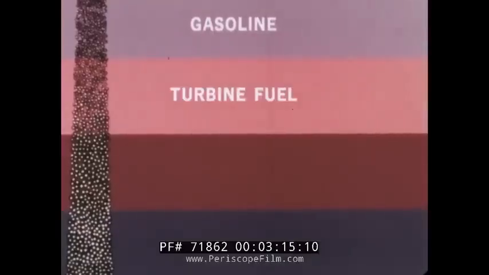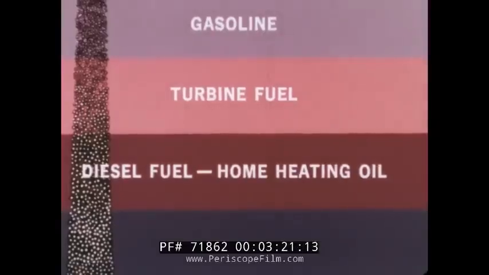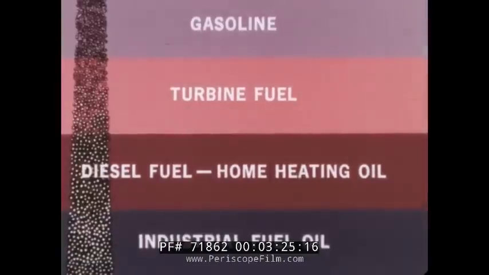The top fraction goes to make gasoline. The next one, turbine fuel. The next, diesel fuel and home heating oil. The rest either goes to make industrial fuel oil or is separated into more fractions. To help understand the idea of boiling fractions, consider crude oil as a pack of playing cards, all shuffled up.